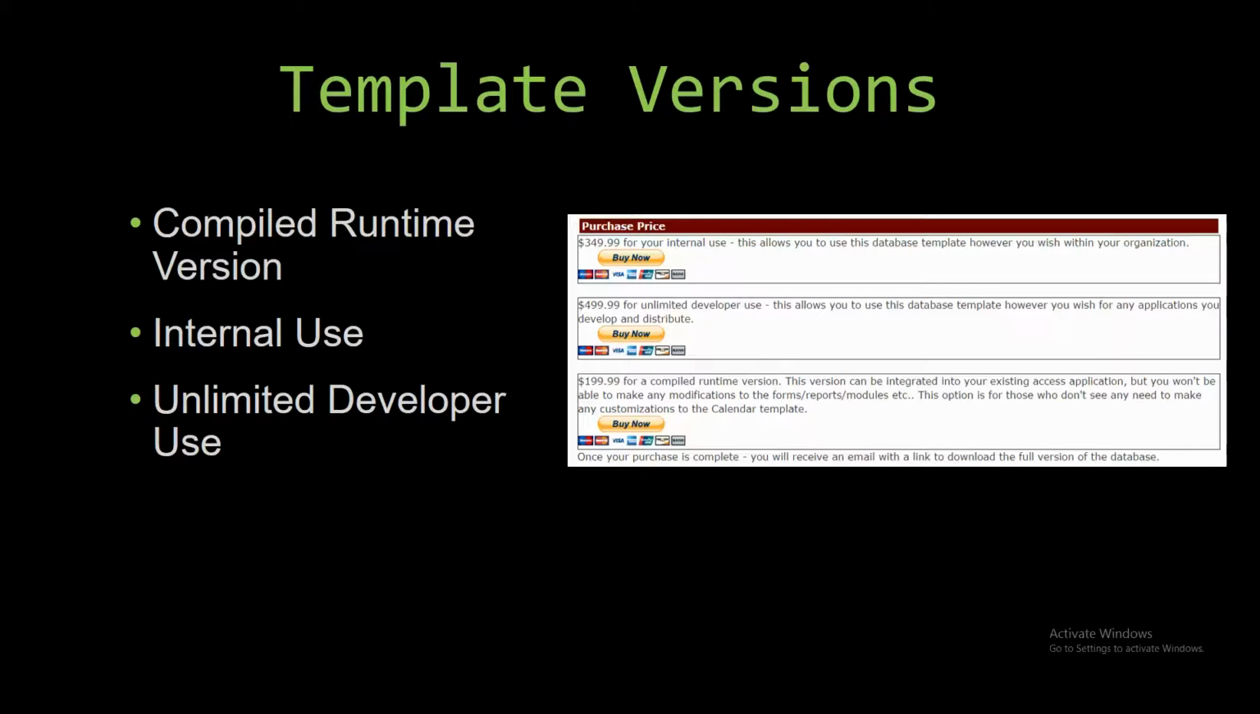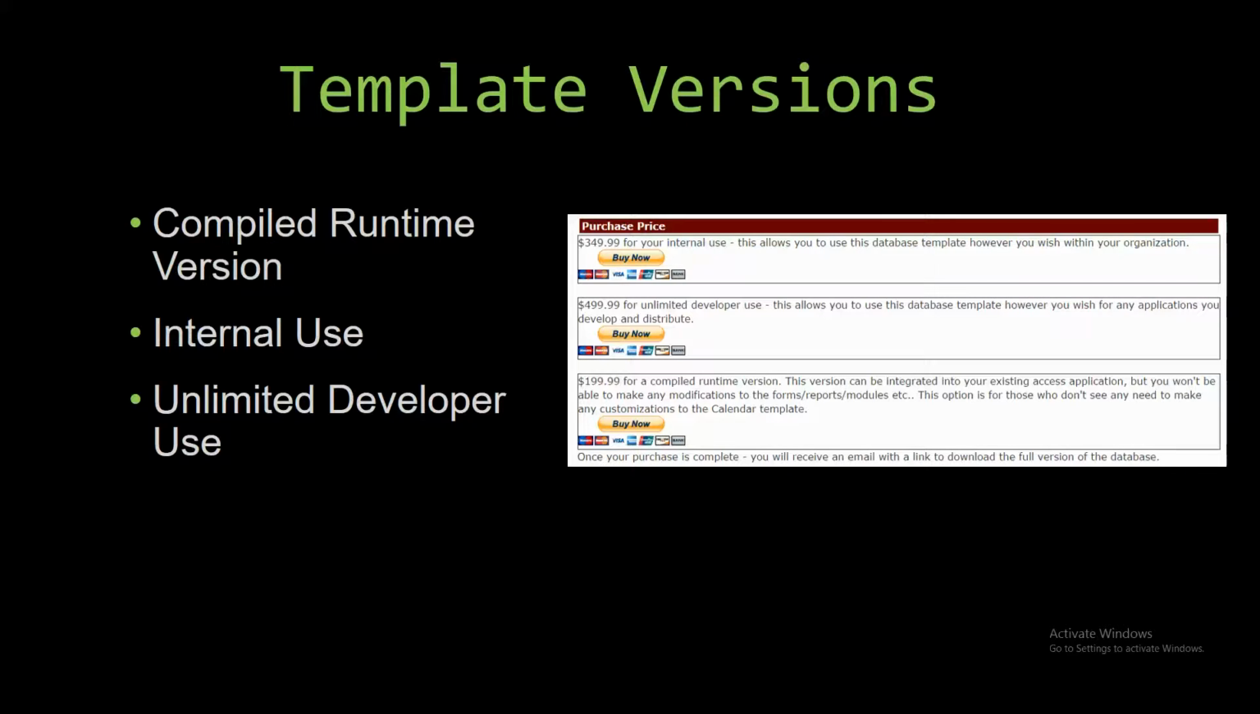With most of our templates that we offer, there are 3 different versions that you can purchase. A compiled runtime version, one for internal use, and one for unlimited developer use. The compiled runtime version is a run-as-is version without the paid full version of Microsoft Access using free access runtime from Microsoft. It can be integrated into your existing Access application, but you will not be able to make any modifications to the forms, reports, modules, etc. This option is more for those of you who don't see any need to make any customizations to the template.